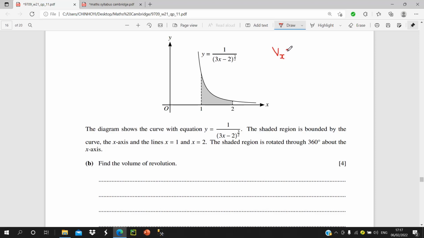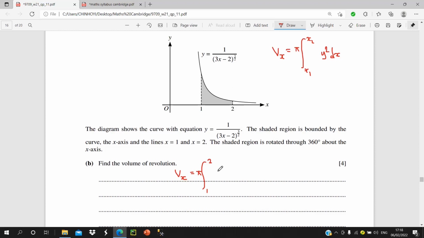So from the formulas, Vx is pi integral from the lower limit x1 to x2 of y squared dx. In this case, the lower limit for x is 1. So we are going to say it's pi integral from 1 up to 2. Then we are going to square this one.